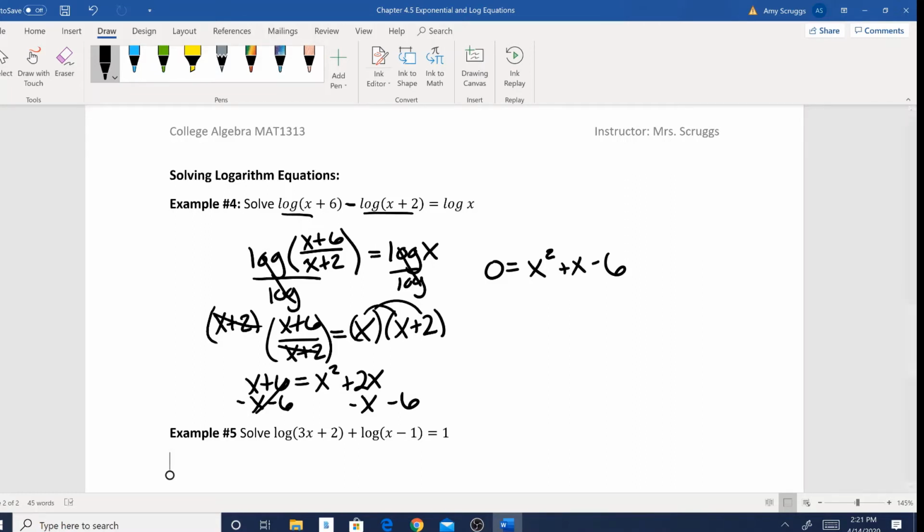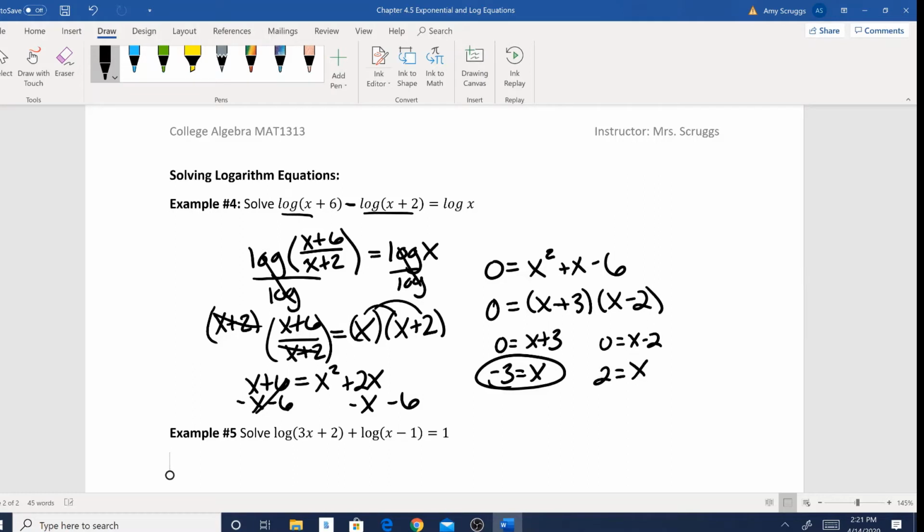Okay, but you'll have x squared plus x minus 6, and, luckily for us, this is factorable. Two numbers that would multiply to give us negative 6 and add to give us 1 are x plus 3 and x minus 2. And then, of course, we'll set both of these equal to 0, and that'll give us one answer is negative 3, and the other answer is going to be 2.